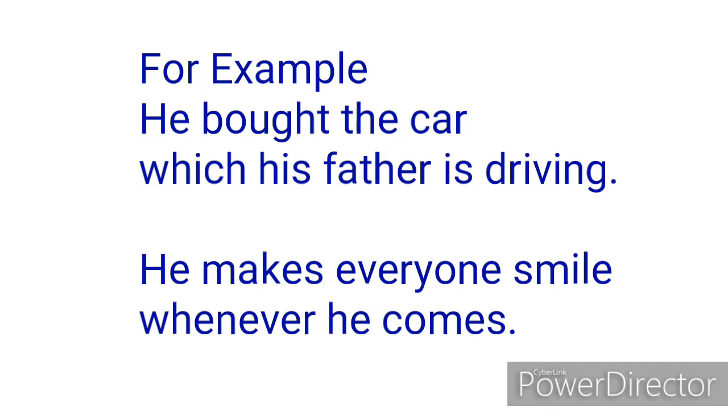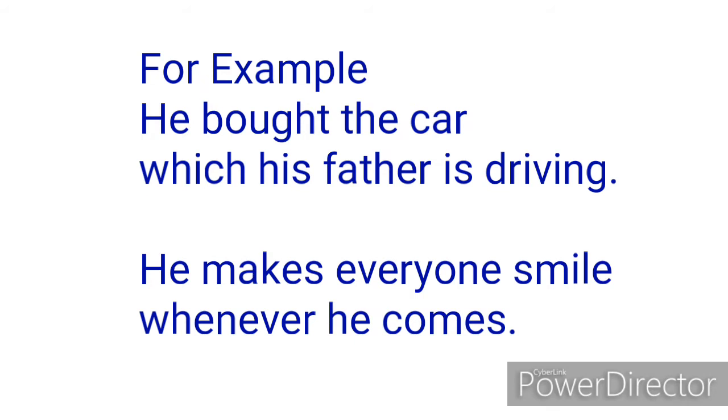If someone tells you which his father is driving, you will not be able to understand the person because you require more information on what exactly the father is driving and what happened to the thing that the father is driving. In the second example, he makes everyone smile whenever he comes. The dependent clause is whenever he comes because it depends on the main clause he makes everyone smile to make a complete sense. Just as in the first example, if someone tells you whenever he comes, you will not be able to understand the person fully. You'll be requiring more information on what happens whenever he comes.